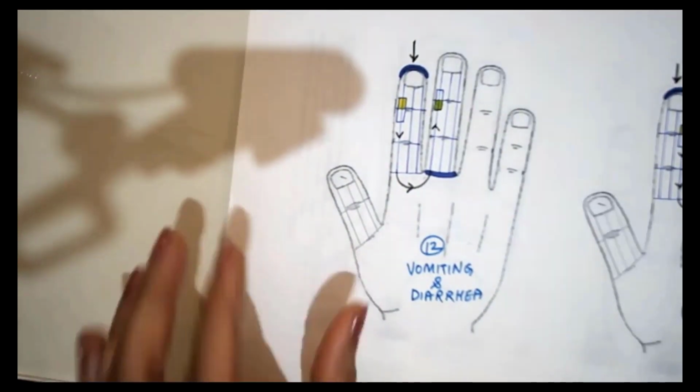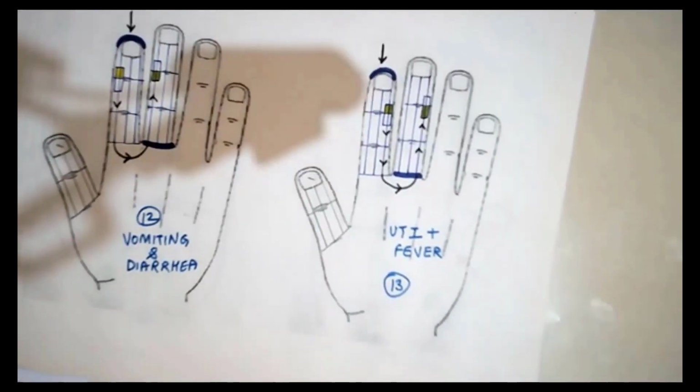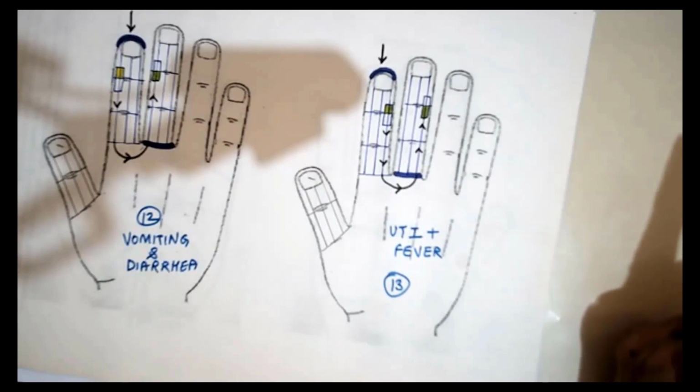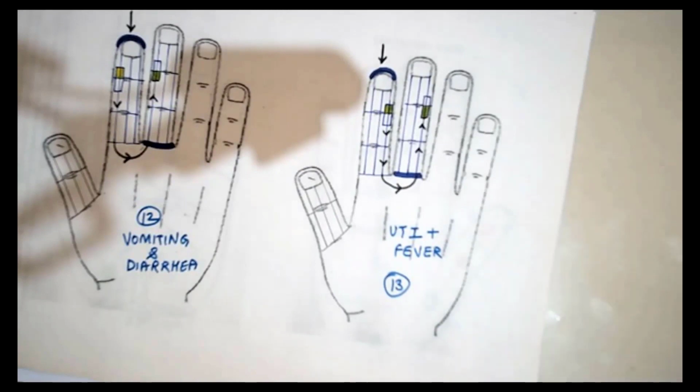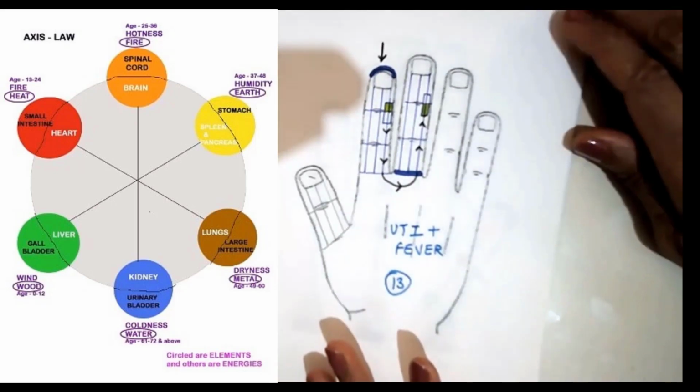Okay. Similarly, another case is of UTI and fever. Now, UTI is urinary tract infection, and for that, the urinary bladder meridian has to be sedated. And for fever, we sedate the small intestine meridian, because remember, small intestine is according to Axis law the heat meridian, and heat is what gives fever, right? So acute case of fever is heat. That is why we treat the small intestine meridian.